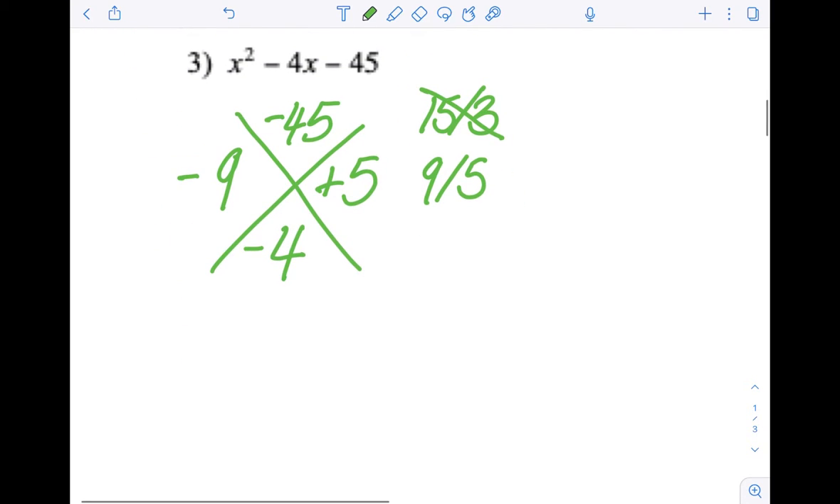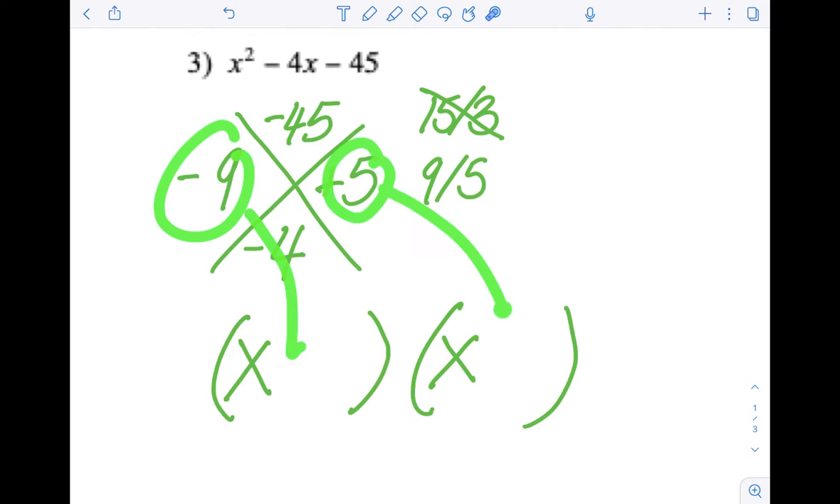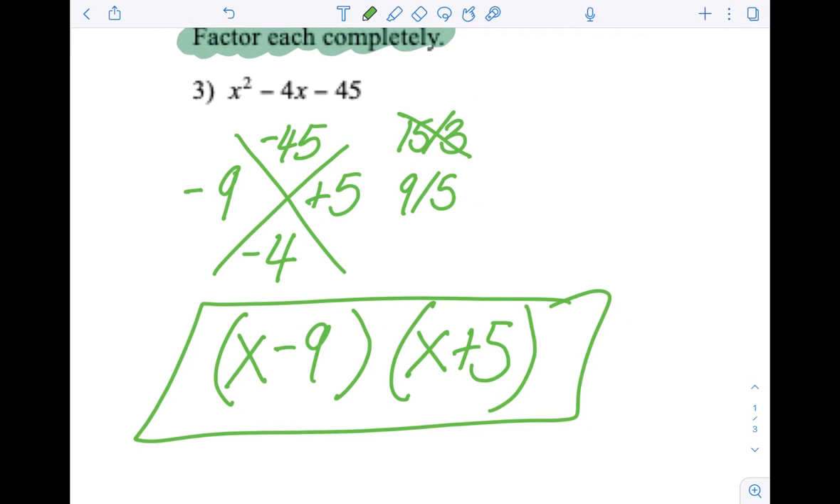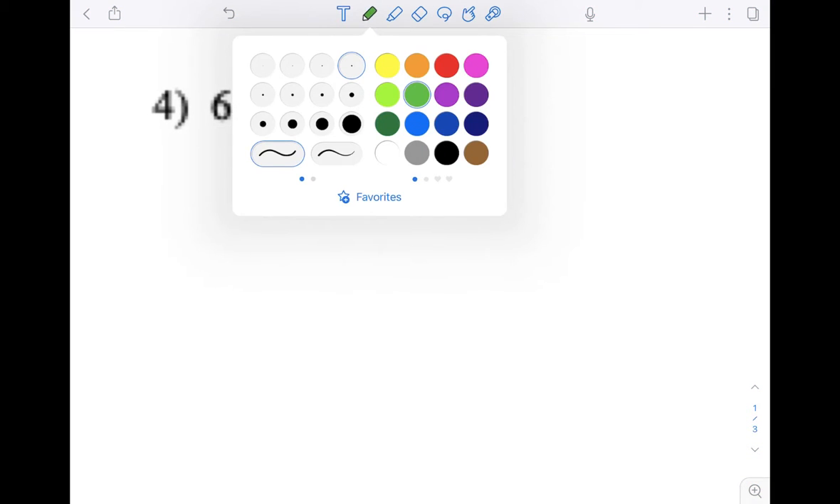So when I factor out now, I do double parentheses like that, and I split my x's. X squared means x and x, right? I gave each one an x. And then negative 9 goes there, 5 goes there. Negative 9 plus 5. And look at that. Perfect, kiddos. Perfect factoring. All right, let's go on to the next problem here.